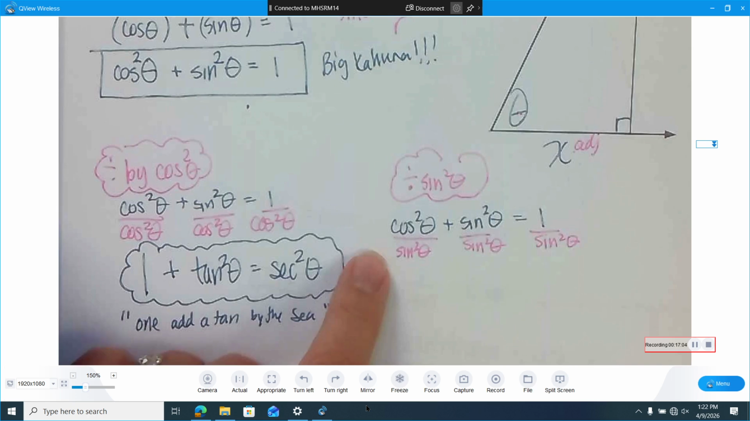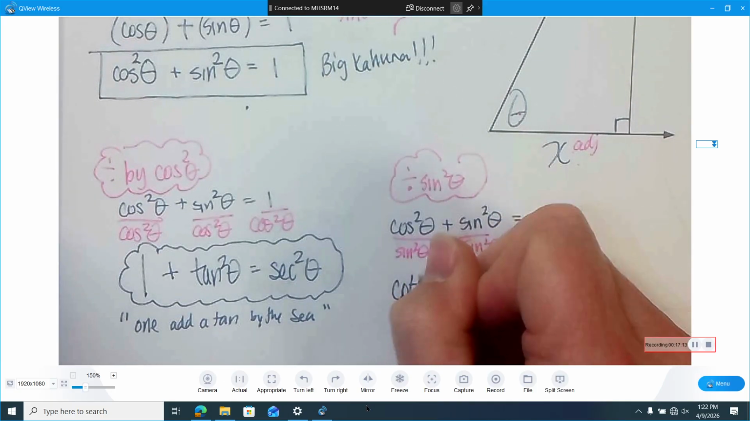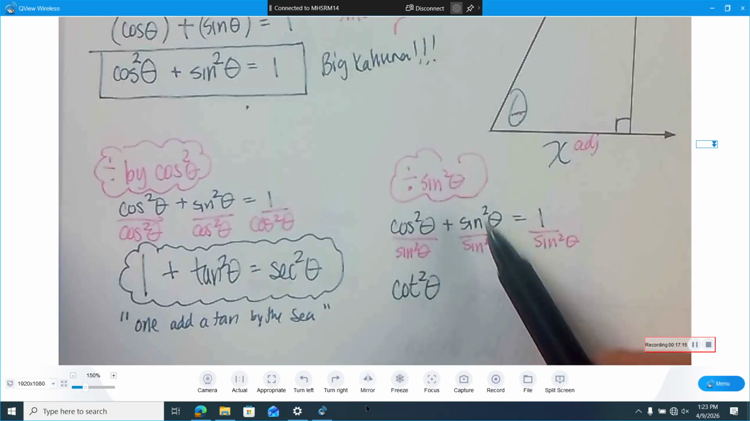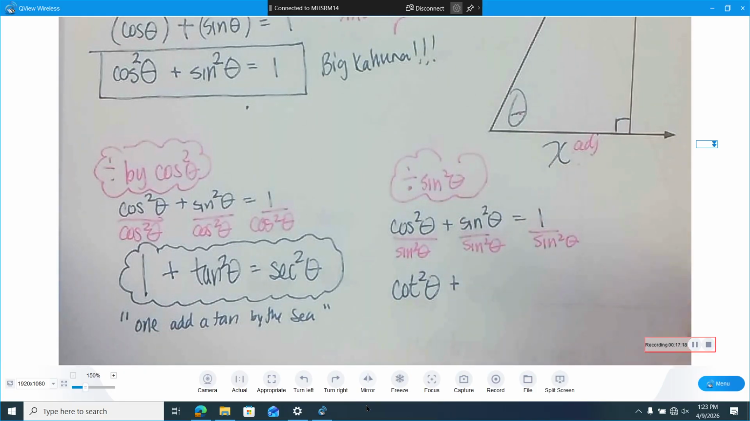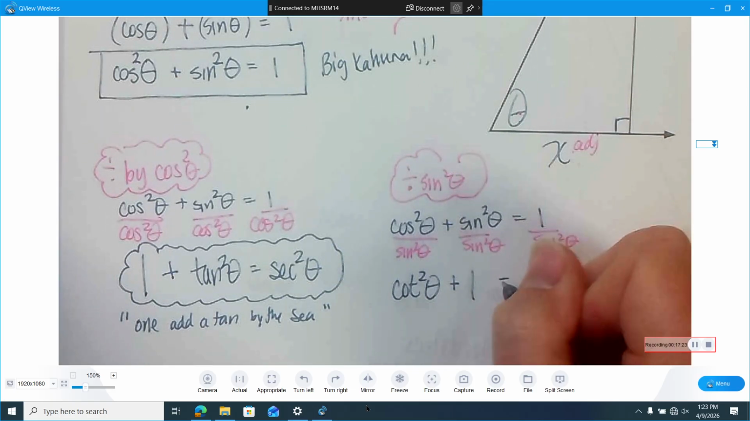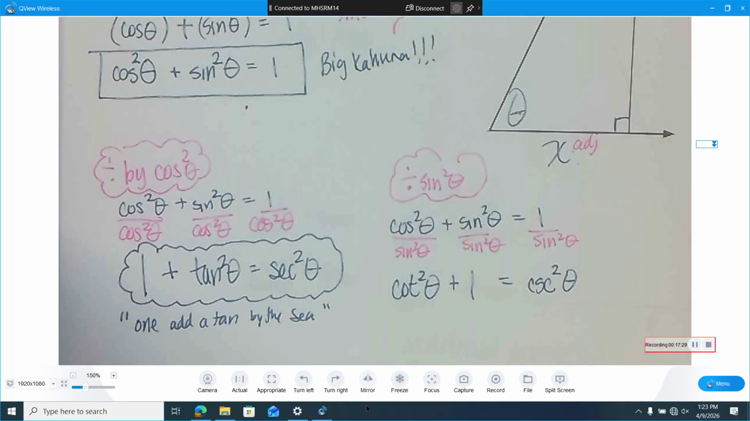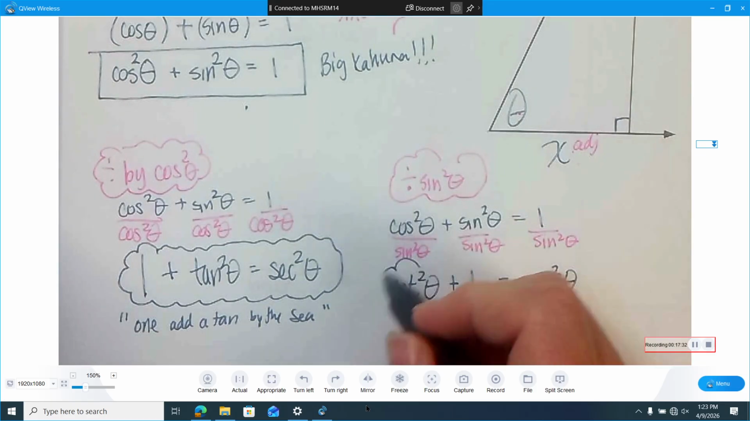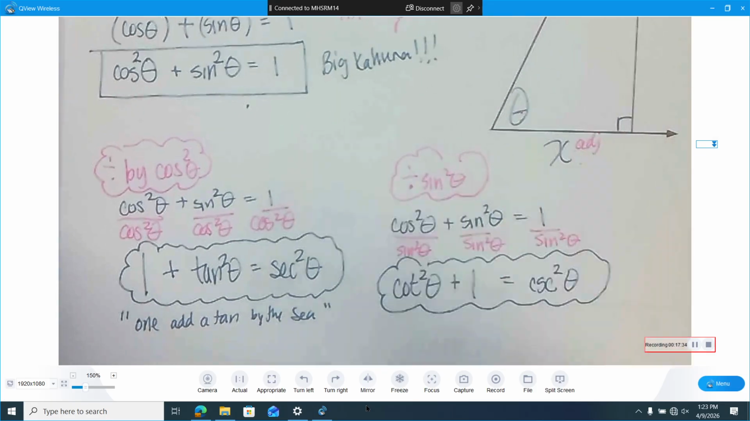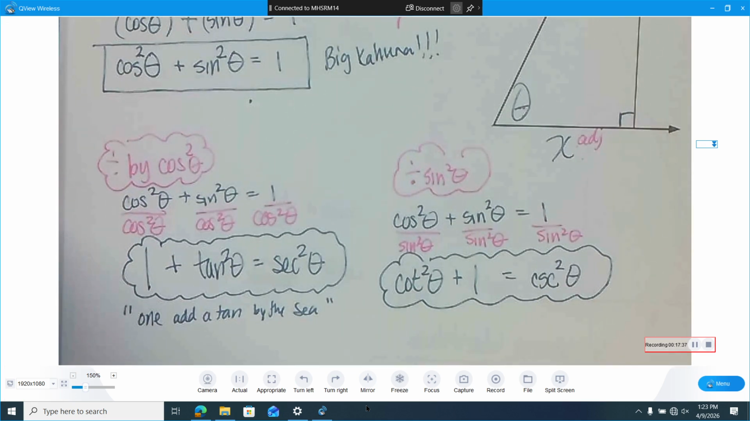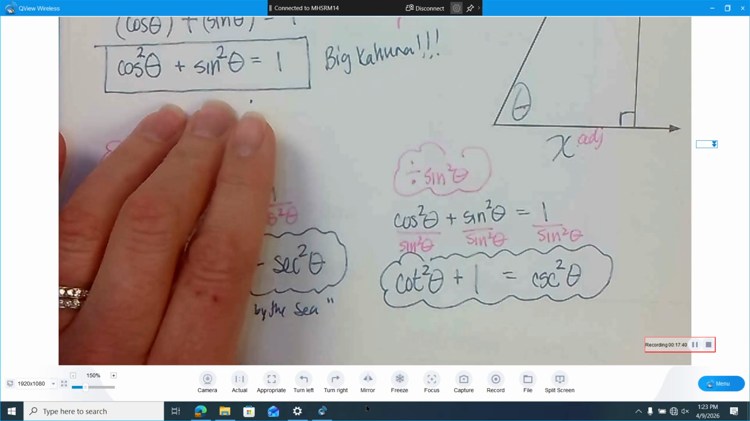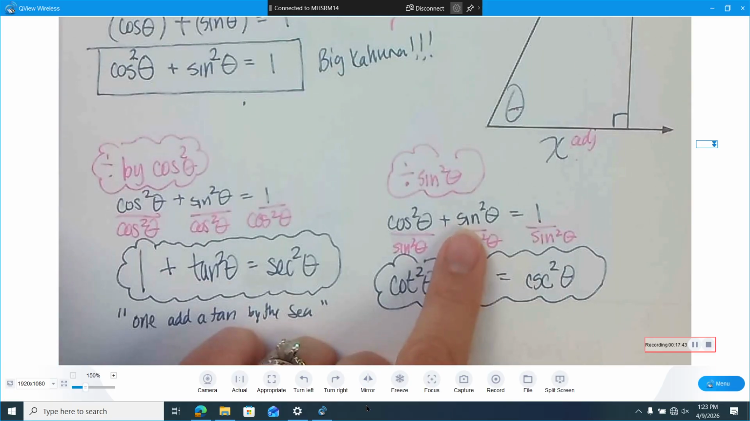All right, what's cosine over sine? Cotangent. So what's cosine squared over sine squared? Cotangent squared, yeah, okay. And what's sine squared divided by itself? You're ahead of me. What's sine squared divided by itself? 1. And then you said 1 over sine was cosecant. So 1 over sine squared would be cosecant squared. And this is our third and final Pythagorean identity. Again, you don't have to memorize it as long as you know the big kahuna. All right? It's really easy to just work it out.